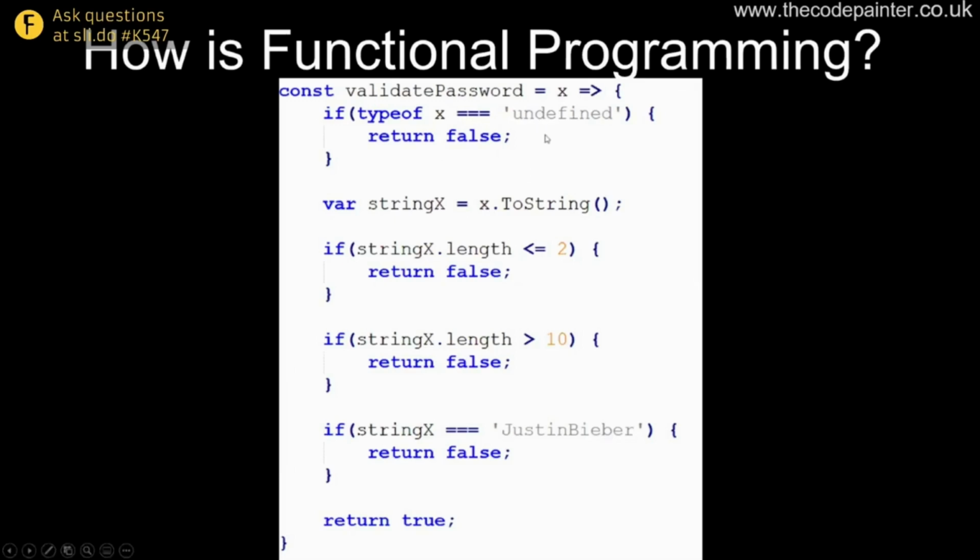So we've got our rules. It must not be undefined, and then convert to a string. And then we're saying it must be less than or equal to 2. It must be greater than 10. It must not be Justin Bieber.